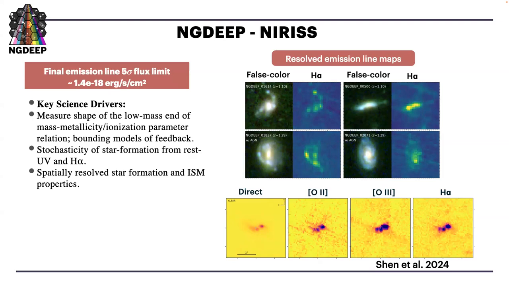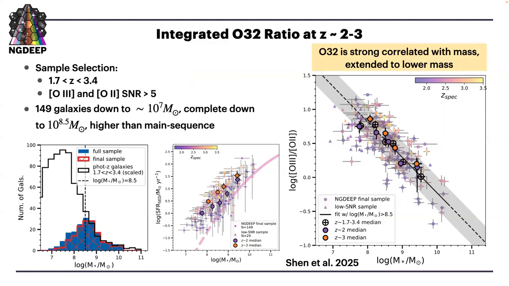This is the H-alpha emission line map. We combine it with this false color image from JWST data. On the bottom here it shows the O2, O3, and H-alpha emission line maps. Okay, and so I want to focus on the O3-2 ratio here.